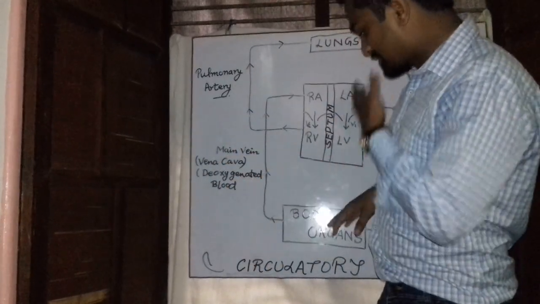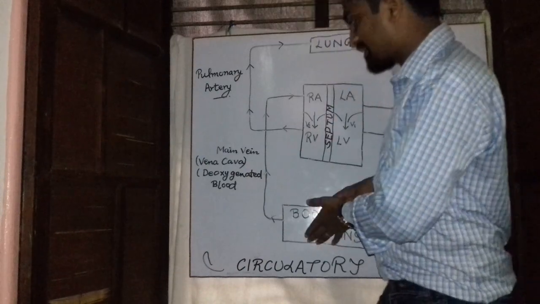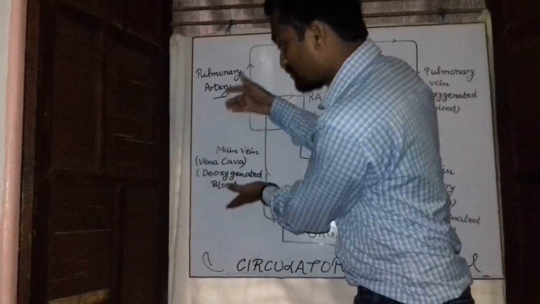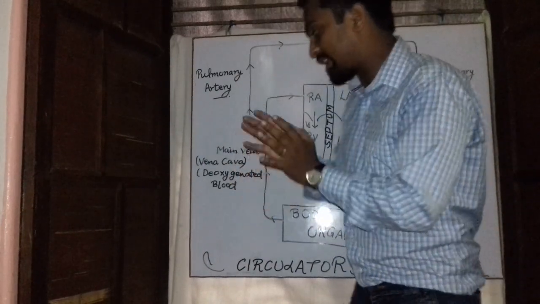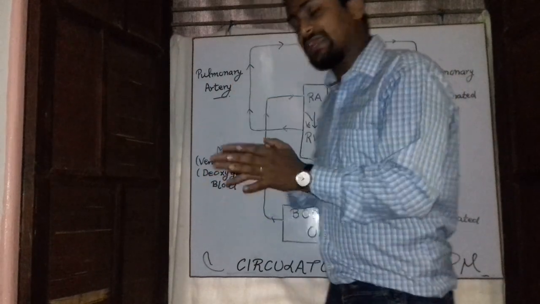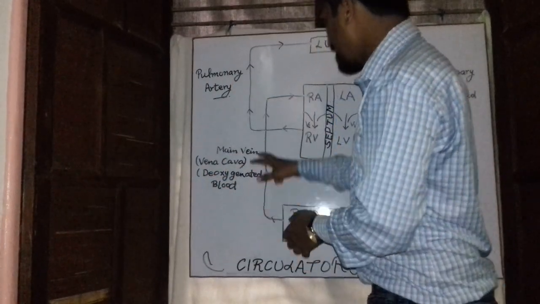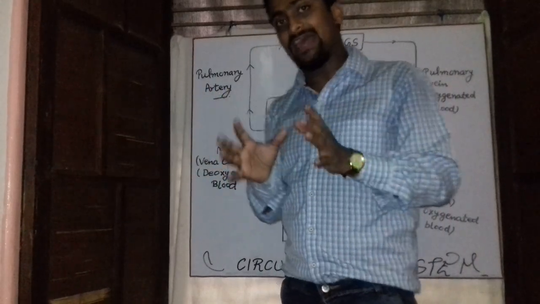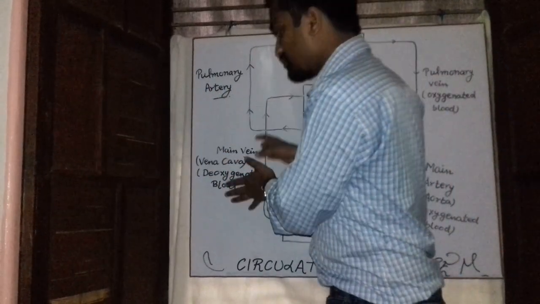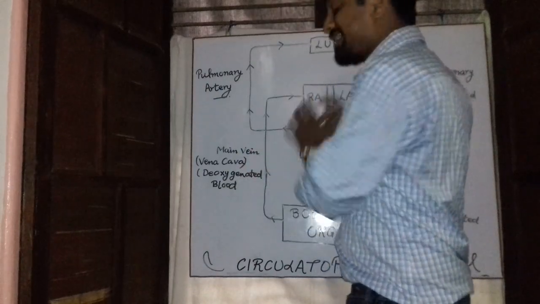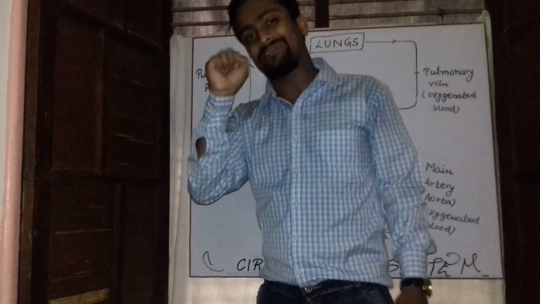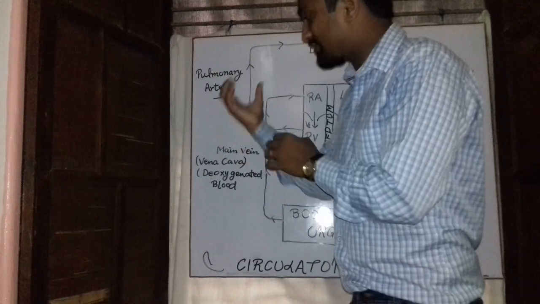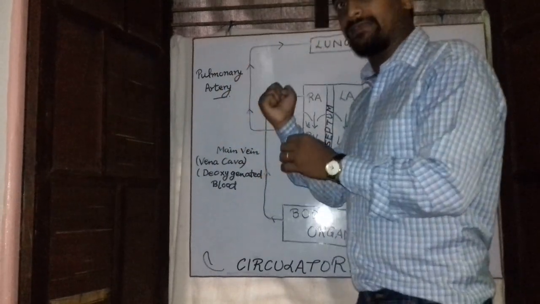So this blood is now deoxygenated blood. This deoxygenated blood is carried with the help of the main vein, which is called the vena cava. This main vein carries the deoxygenated blood to the right atrium. Now what happens? As soon as the blood reaches the right atrium, the heart contracts again.